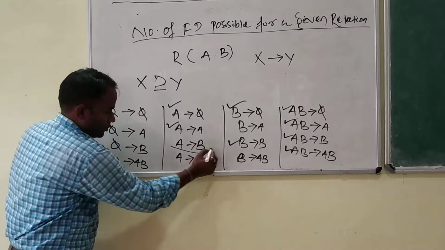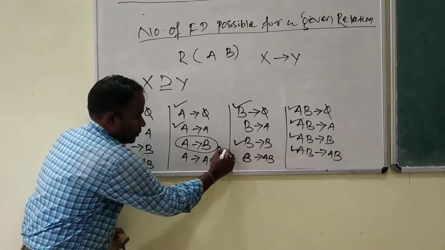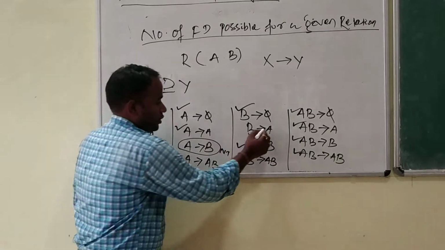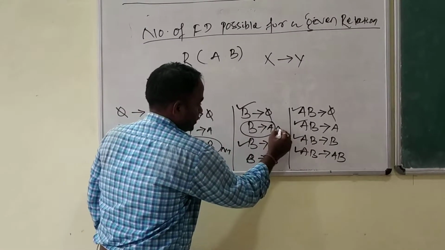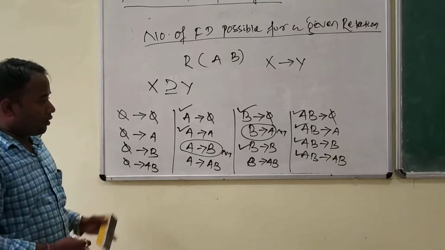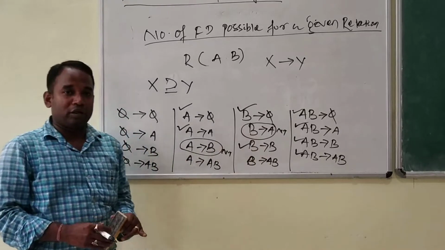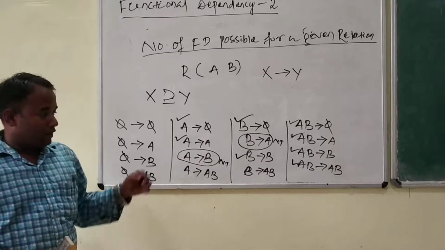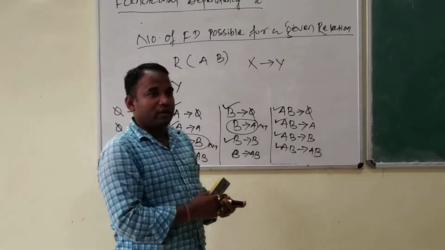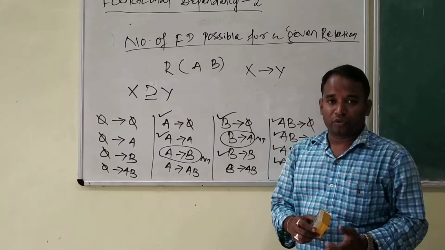If you look at this functional dependency, A determines B, it is a non-trivial functional dependency. Similarly, B determines A is also a non-trivial functional dependency. These two are non-trivial. Here we are more focused on non-trivial functional dependencies rather than trivial ones, because a trivial functional dependency on a given relation always holds. So we are less bothered about the trivial functional dependencies.